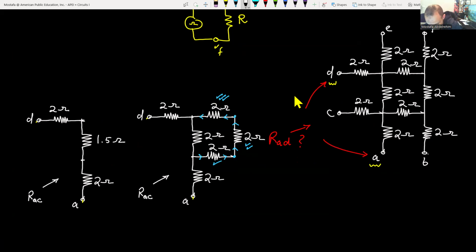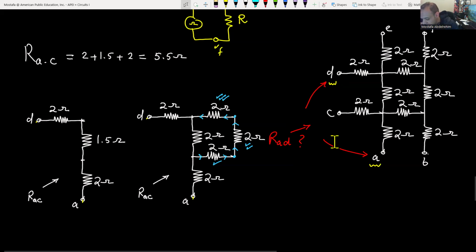Okay? And that's it, guys. Now, between A and D, there are three resistors. Okay? All are in series. 2 ohm, 1.5 ohm, and 2 ohm. So R_AD is equal to 2 plus 1.5 plus 2, I'm sorry. So that's basically 5.5 ohms. Very easy, very simple. Okay?